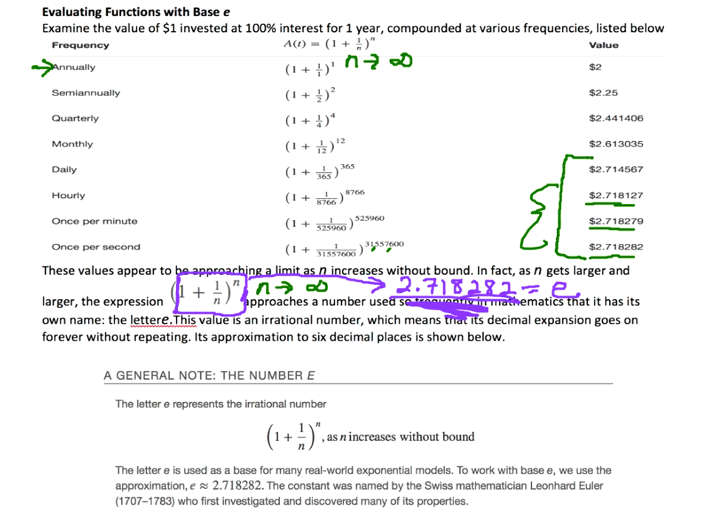So you have probably wondered what that funny looking E is on your calculator. This is known as the natural base. It's a value, 2.71828, that this expression is approaching as n, or the compounding periods, increases without bound, and that means it's approaching infinity. So the higher that number n goes, the closer that expression will evaluate to 2.71828.